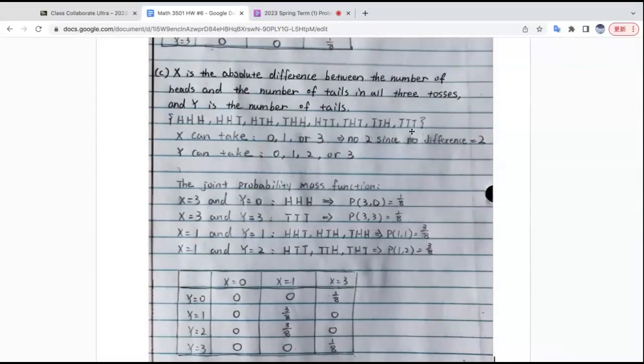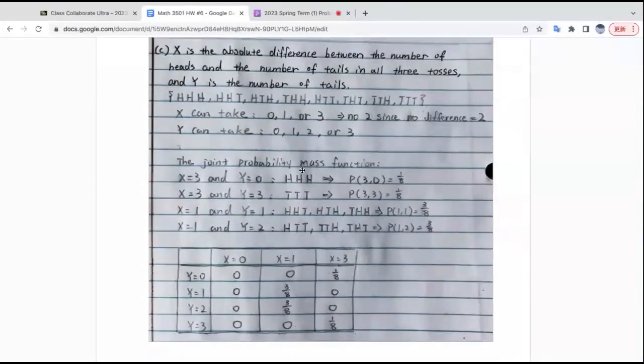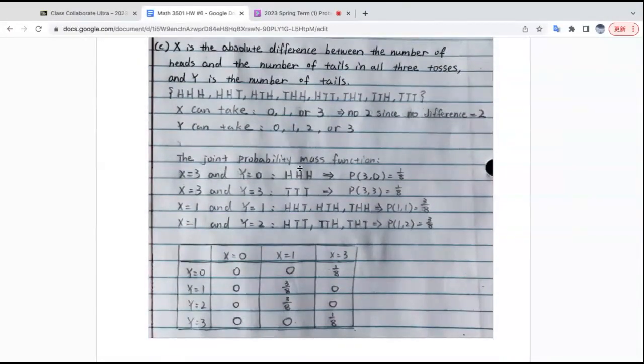And the last one is 3. So they didn't have 2. And Y also can take 0, 1, 2, or 3. So the joint probability mass function, when X equals 3, Y equals 0, we have 1 outcome, so the probability of (3, 0) is 1 over 8. And X equals 3, Y equals 3, also 1 outcome, so the probability of (3, 3) is 1 over 8.